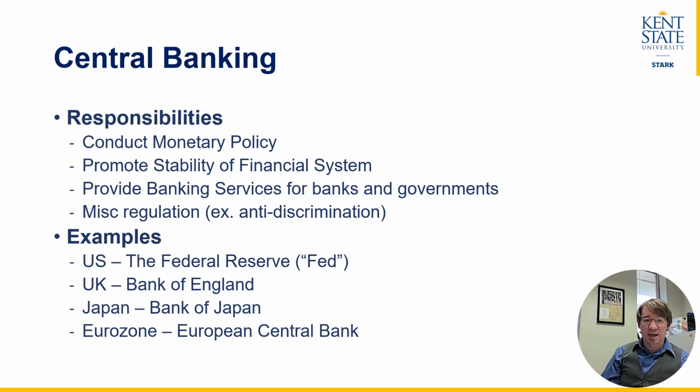First, in terms of central banking, the main responsibilities of a central bank are fourfold. That is, first, to conduct monetary policy. Secondly, to promote the stability of the financial system. Third, to provide banking services for banks and for governments. And then finally, just various miscellaneous regulations. So for example, in the United States, some anti-discrimination regulation is administered through the central banks.